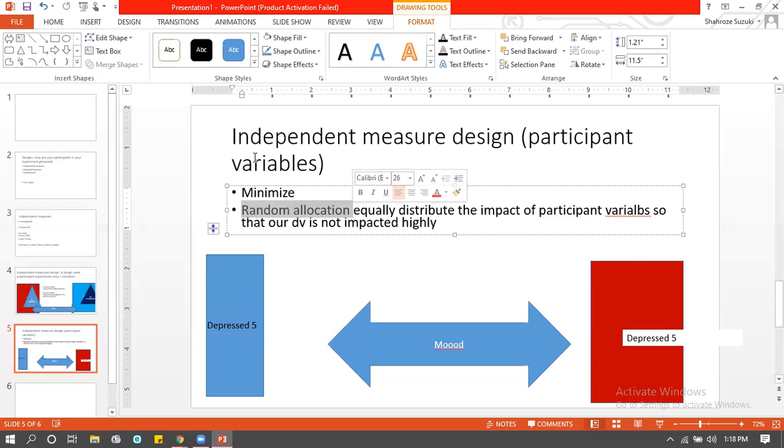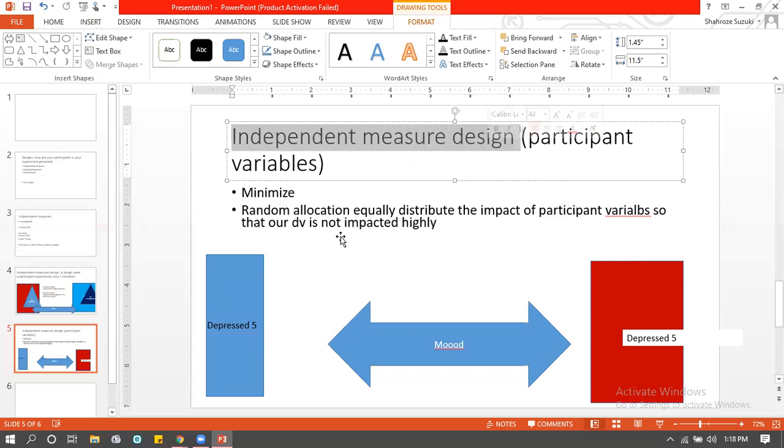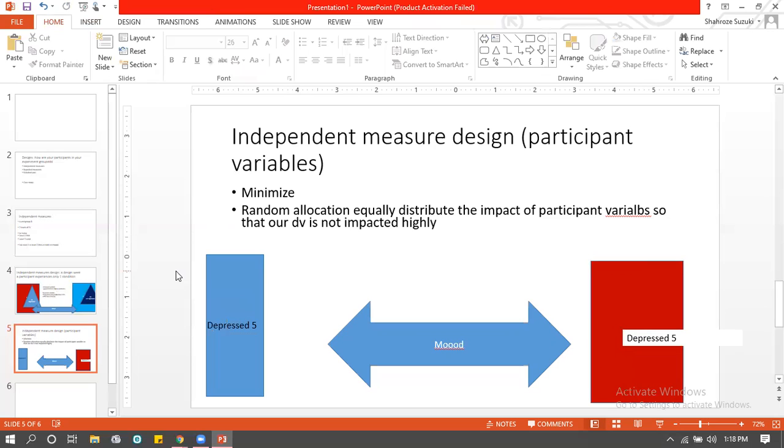And random allocation always happens in independent measures design, where you can have one participant per one group. That's it. A participant cannot have more than one condition applied to them. One participant, one condition, that's it. Is everything clear up to now?